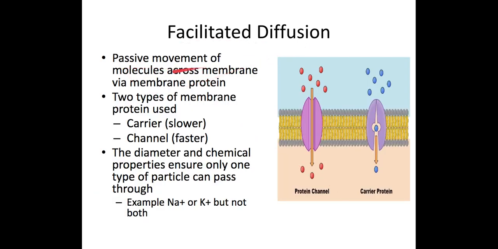This is the passive movement of molecules across membranes via membrane proteins. There are two types of membrane proteins that are used primarily in facilitated diffusion. You have carrier proteins, which are slower in their actual channeling of the substance or compound. And then you have channel proteins, which are faster in their transportation and movement of the compound. The diameter and chemical properties ensure only one type of particle can pass through a membrane protein. So, for example, sodium may be able to pass through, or potassium may be able to, but not both simultaneously.